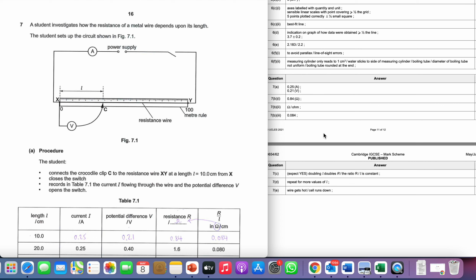And let's get to it. This is paper 6.2 from summer 21, and we're looking here at question 7, which is all about electricity. Should be getting used to this. It's quite a common setup. This is the power supply attached to a resistance wire, and we're going to change that value of L and see what happens. So first thing we're going to do is fill up the table.